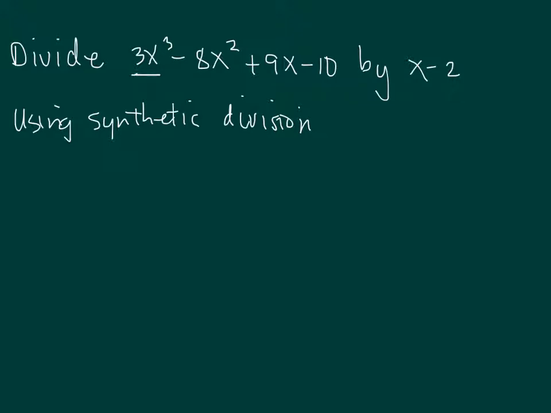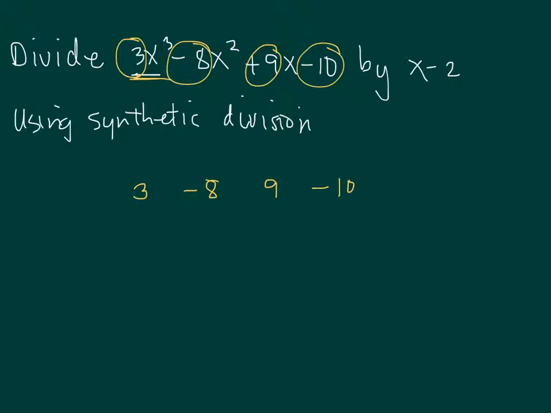So if you take a look at the first term, the coefficient is 3, so that's 3, and then negative 8, 9, and a constant minus 10, so it becomes negative 10.